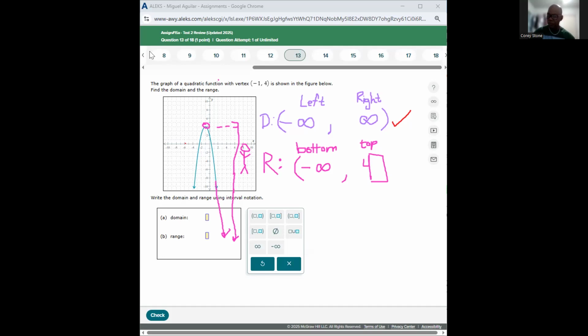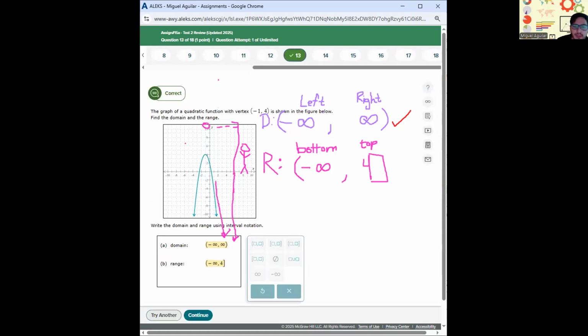Okay. Any other questions about domain and range? Are you guys okay with these answers that we're about to type in? Okay. So then that should be negative infinity to positive infinity. I hate typing these in as much as you guys, so we're here in solidarity. And then let's go parentheses, bracket. That's going to be negative infinity, which is the bottom. And then the top, which was 4. And then we can check this and we should be good.